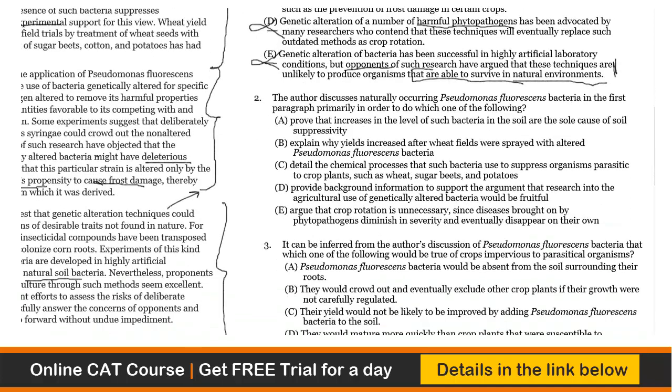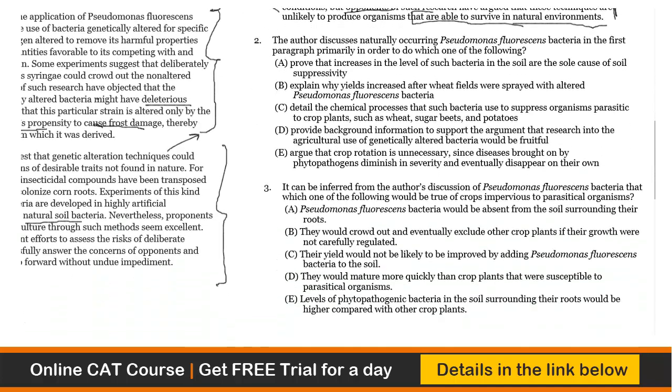So let's go and take the second one. It says the author discusses naturally occurring Pseudomonas fluorescens bacteria in the first paragraph. So we know that Pseudomonas has come as an example for a bigger picture. So it says prove that increases in the level of such bacteria in the soil are the sole cause of soil suppressivity. See, soil Pseudomonas definitely, once it increases, is a cause of the soil suppressivity. But can we say it's the sole cause?